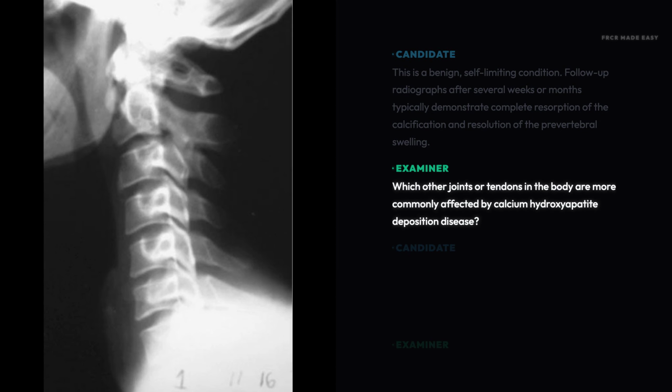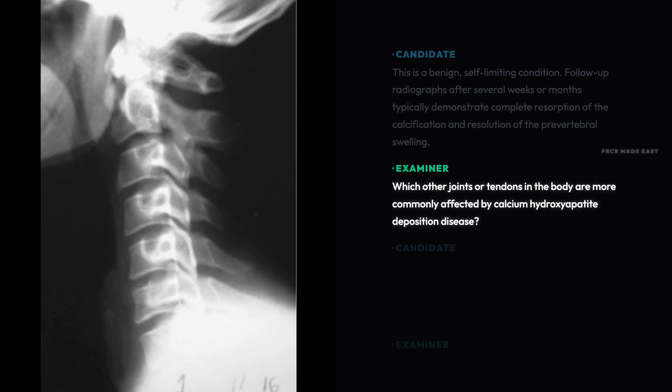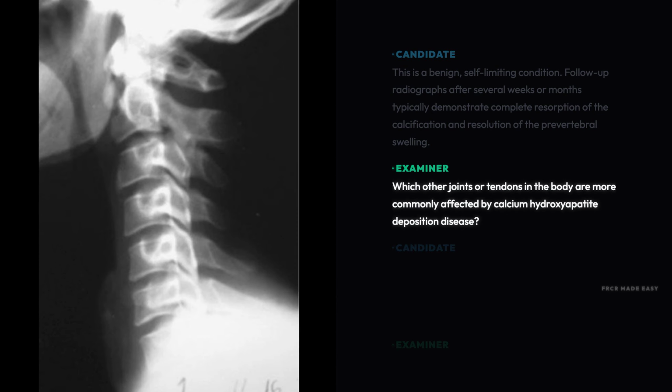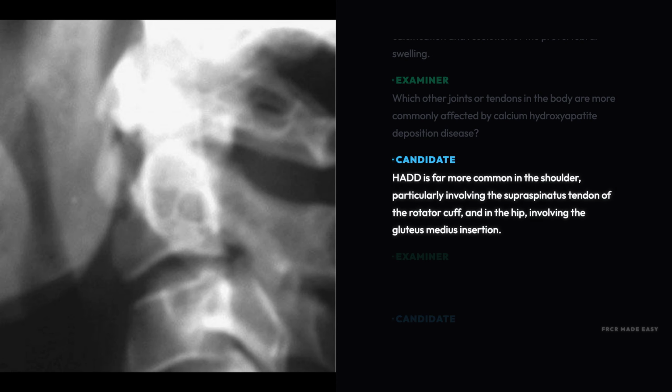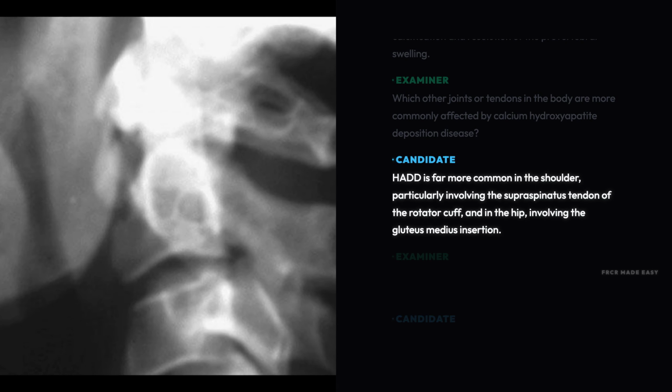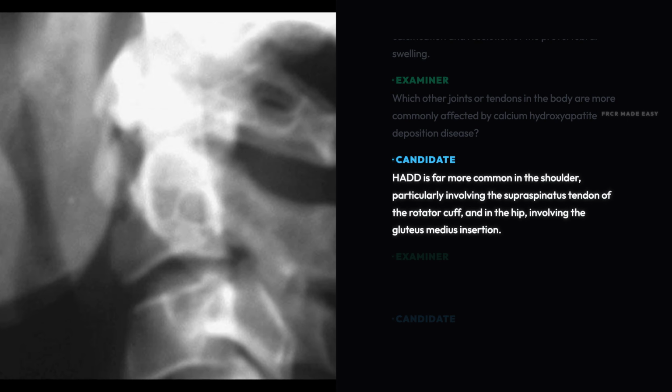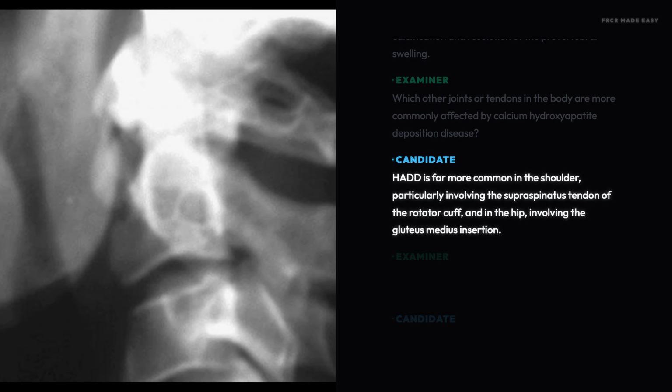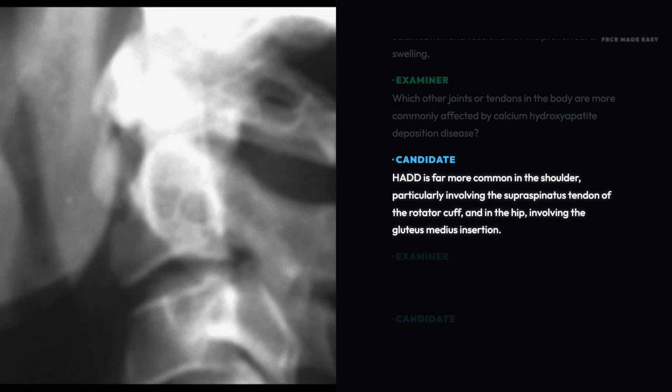Which other joints or tendons in the body are more commonly affected by calcium hydroxyapatite deposition disease? HADD is far more common in the shoulder, particularly involving the supraspinatus tendon of the rotator cuff, and in the hip, involving the gluteus medius insertion.